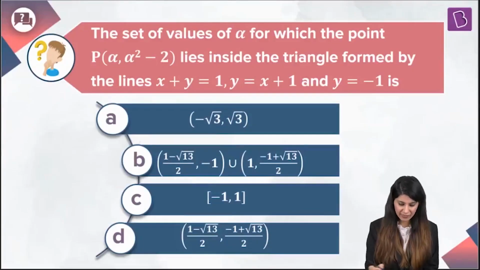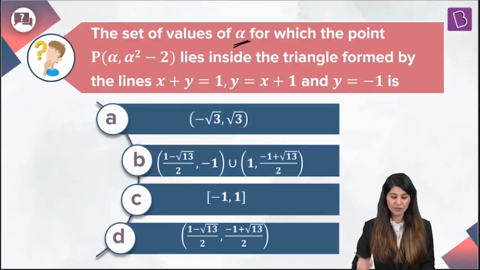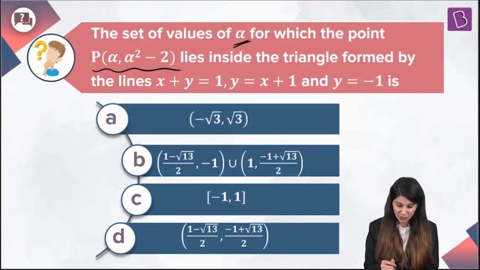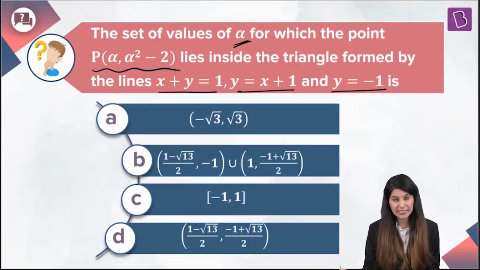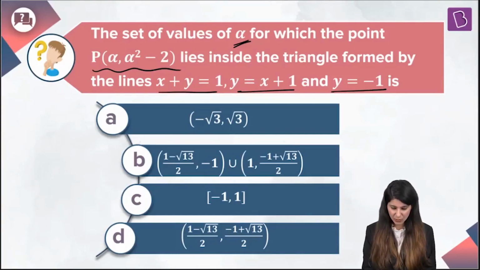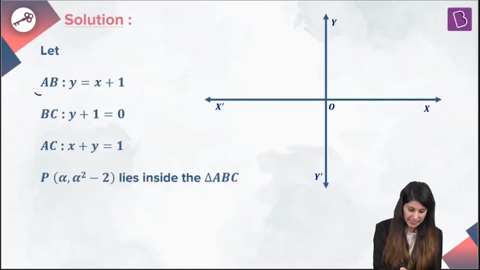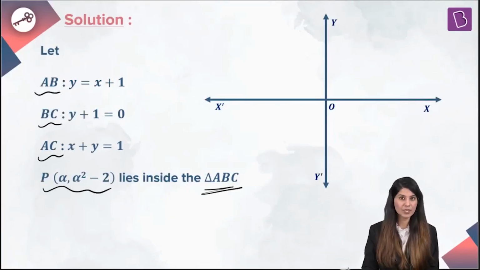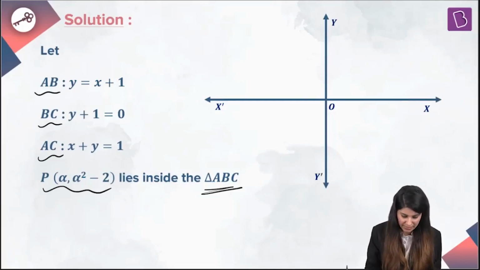In this question, it is given that the set of values of alpha for which the point P(alpha, alpha square minus 2) lies inside the triangle formed by these three lines. Okay. So let's first of all visualize the situation. So let's say three lines AB, BC and AC. And these three lines are forming a triangle ABC, and inside ABC we have a point P as per the question. So let's draw these three lines.